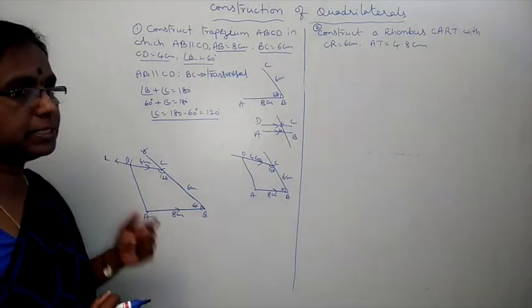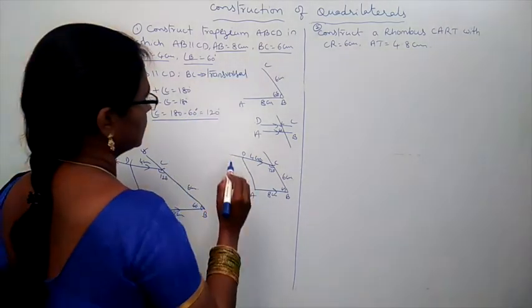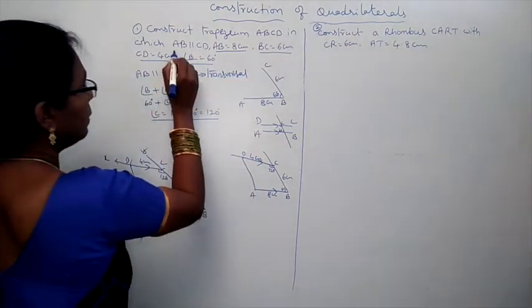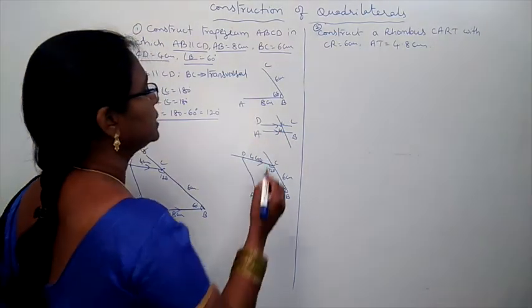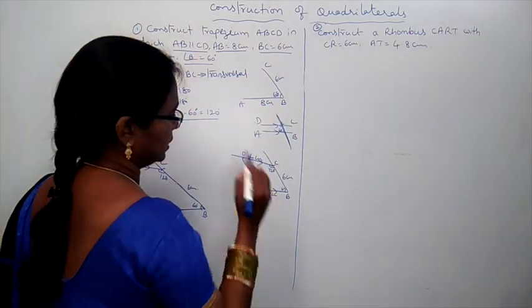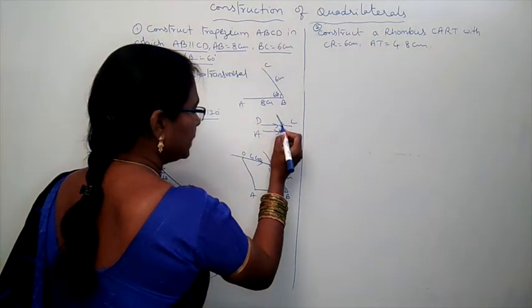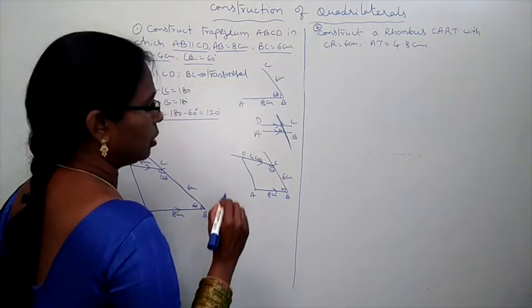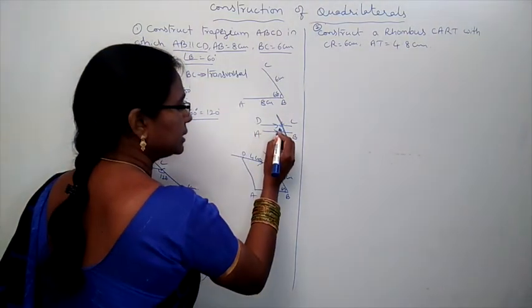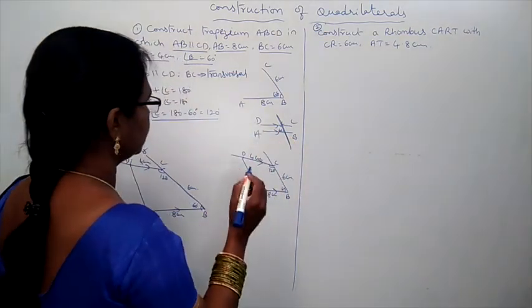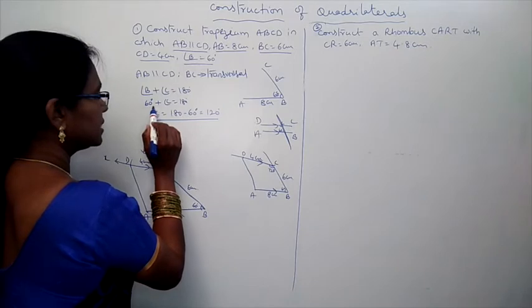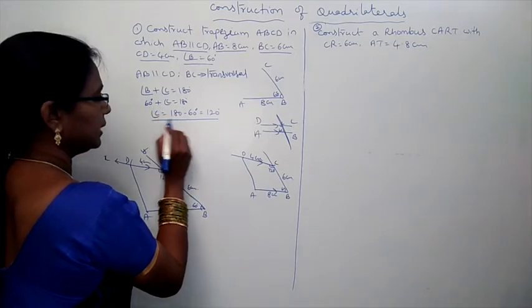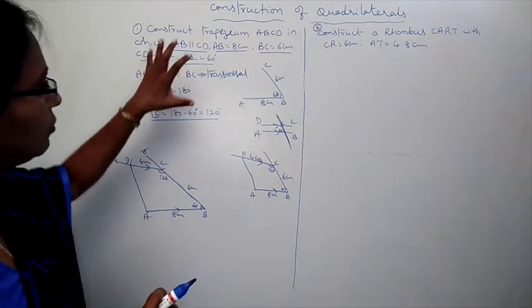Now in the trapezium he gave only 4 measurements and one clue, AB parallel to CD. AB parallel to CD means BC will become a transversal. Then angle B plus angle C is equal to 180 because interior angles on the same side of the transversal sum to 180. Then 60 plus angle C is equal to 180, angle C 120. Now we got 5 measurements.